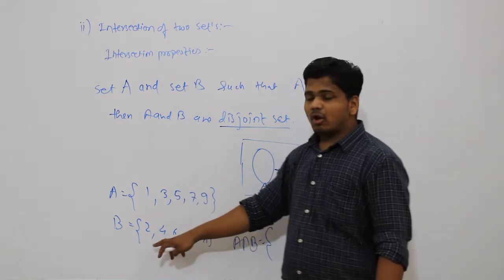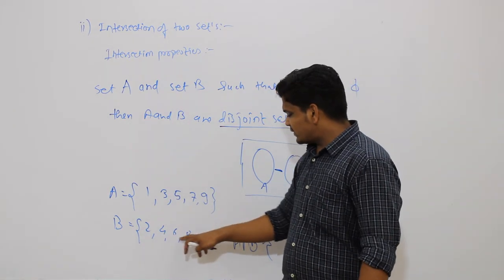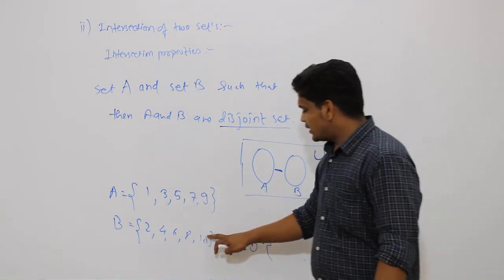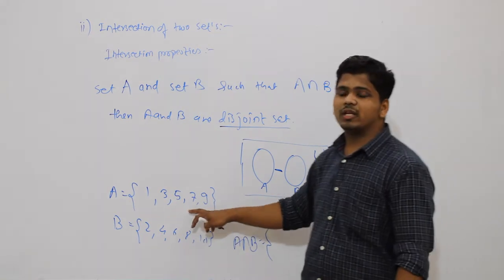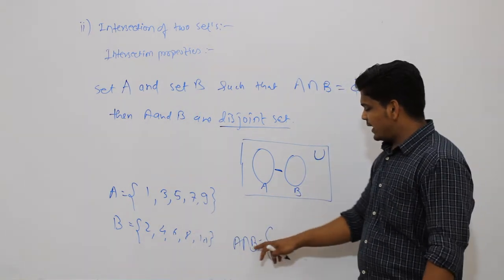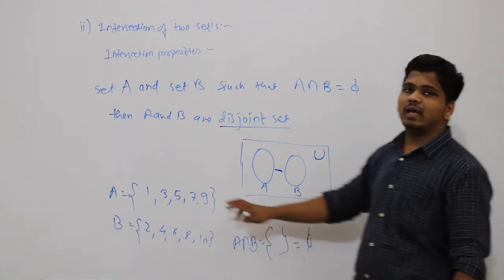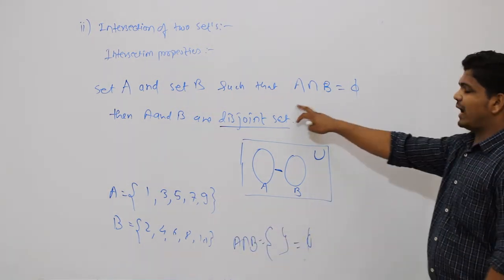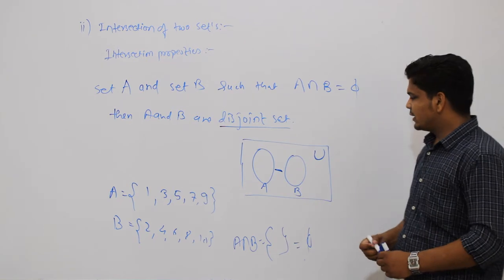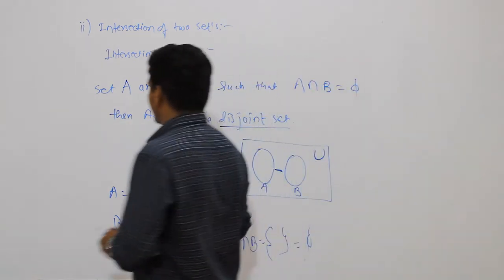Go to B. Now in B we have 2, 4, 6, 8, 10. These are even integers that are not in A. Therefore my A intersection B is nothing but the empty set. Therefore my A and B are called disjoint sets. Are you getting it? This was my disjoint set definition.